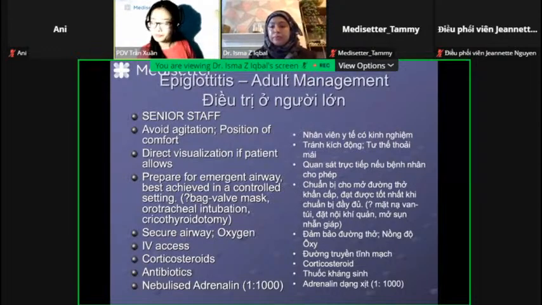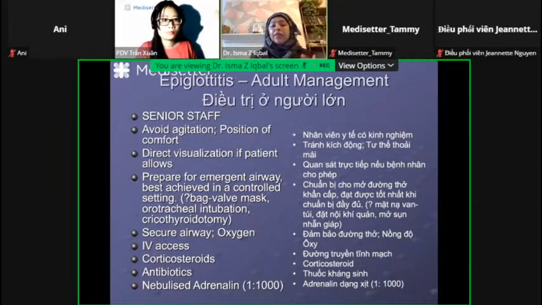If a child comes in and they have a temperature, they're drooling, don't try and look in their mouth because that may block their airway if they get agitated.